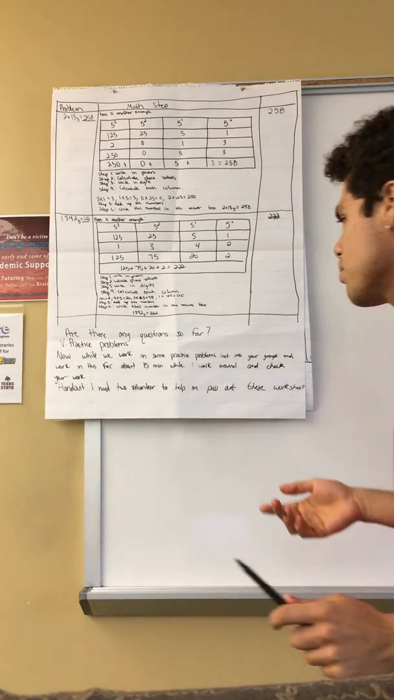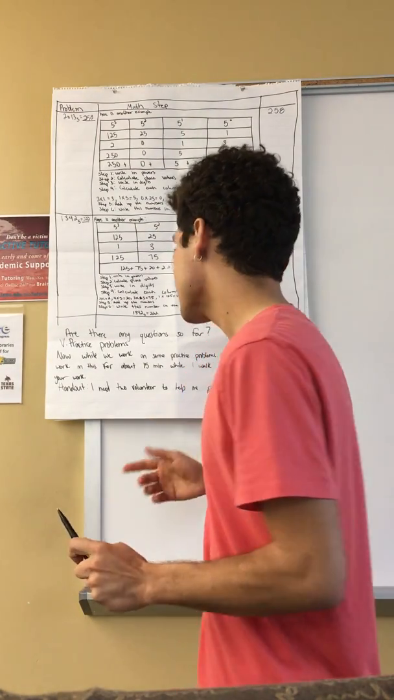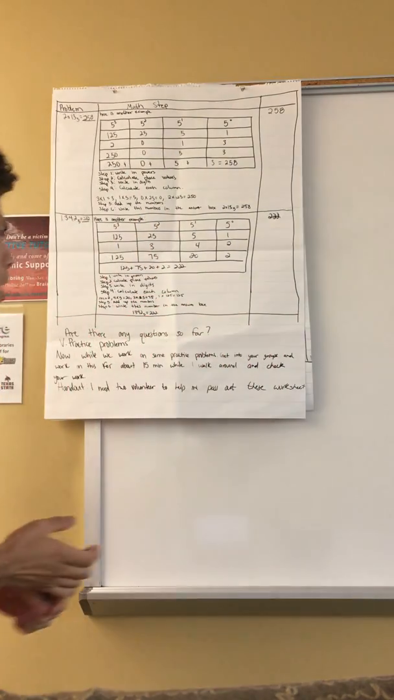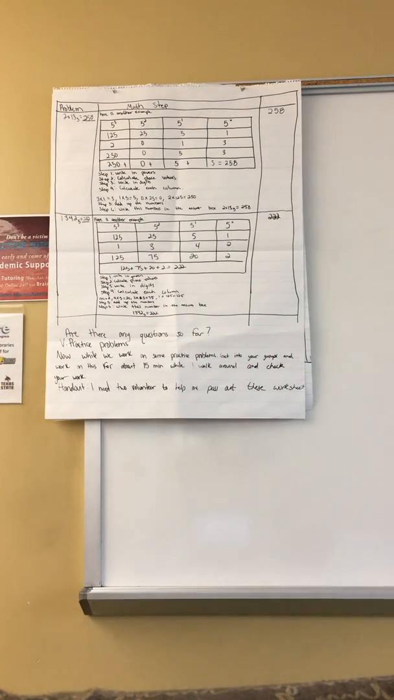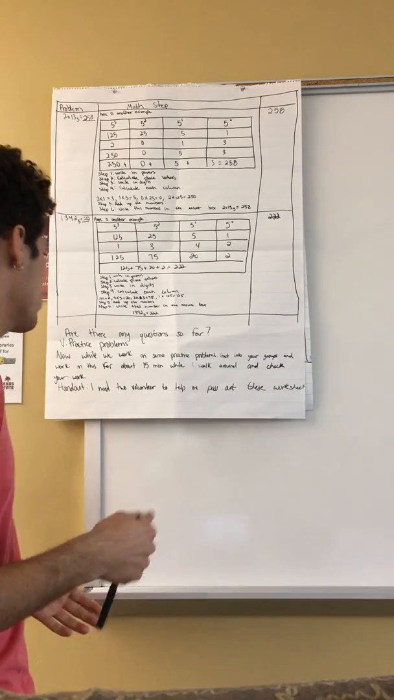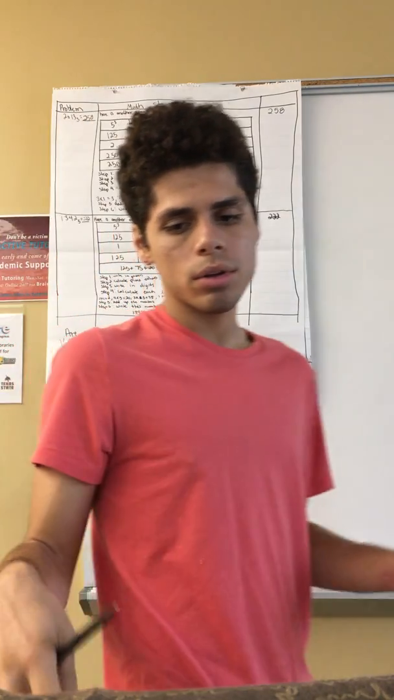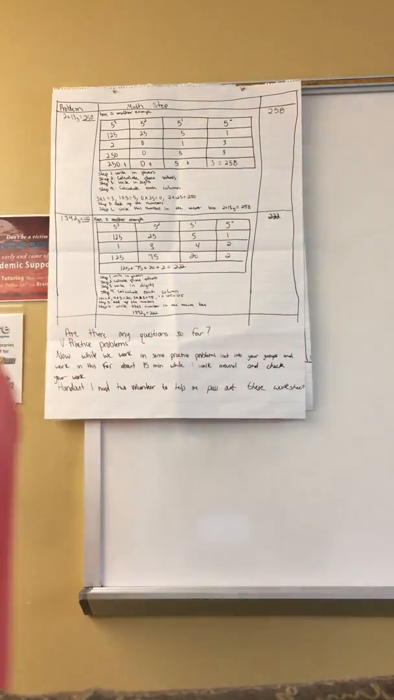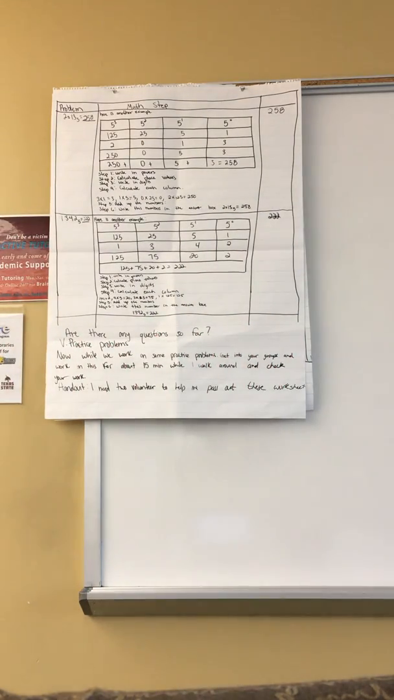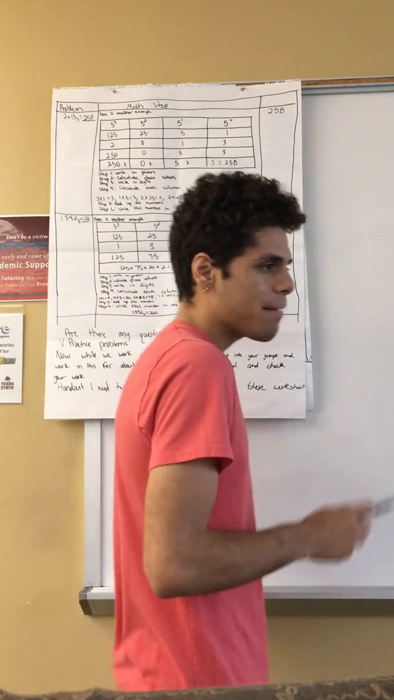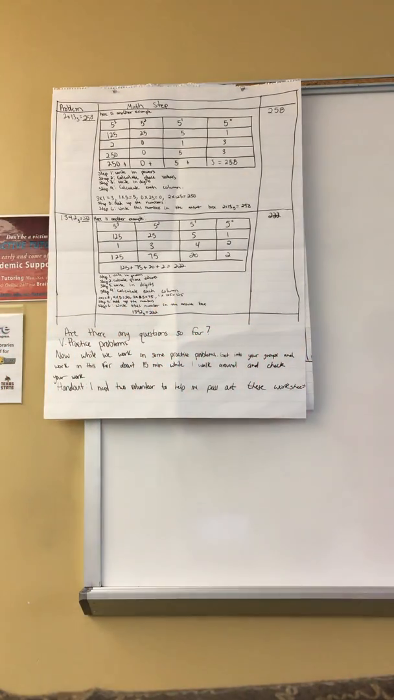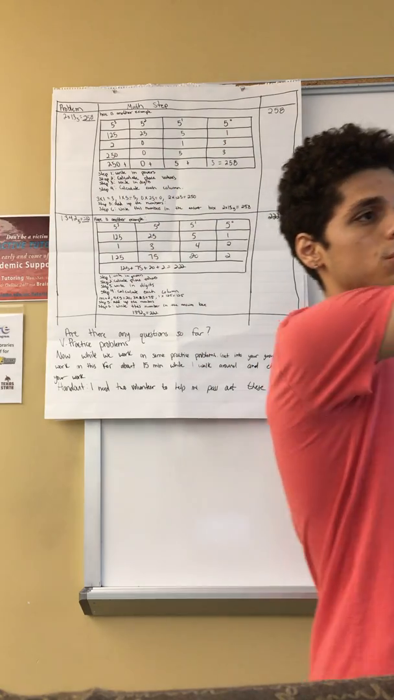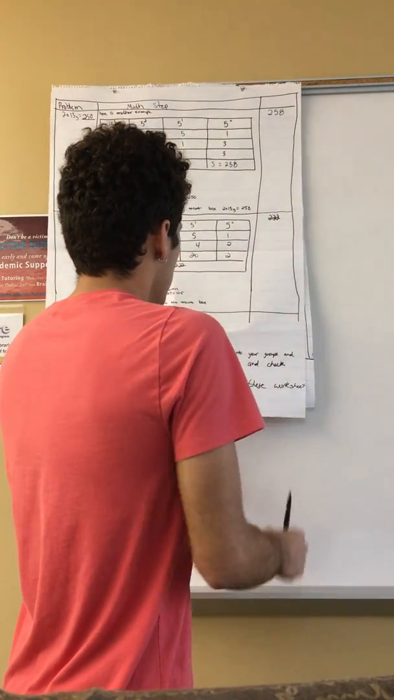Now, while we work on some practice problems, get into your groups and work on this for about 15 minutes while I walk around and check your work. I will need 2 volunteers to handle this worksheet. Any volunteers? Thank you. You can go hand these out. All right, good. Can I have 3 volunteers to work these out on the board? You, and you. Thank you.